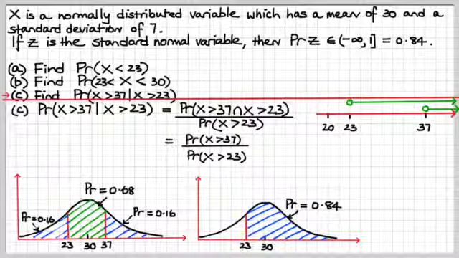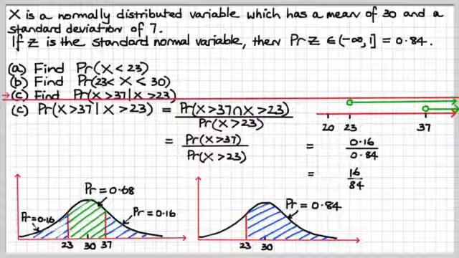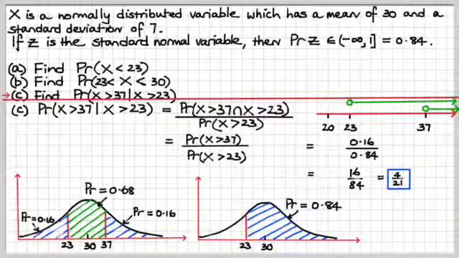So now we're home and hosed, guys. We've got 0.16 over 0.84. If you multiply top and bottom by 100, you'll get 16 over 84, and if you divide through by 4, you'll get 4 over 21, which is our answer. Mighty fine. So there you go. This stuff is not rocket science. If you just keep a clear head and draw yourself some diagrams, you can work it out, no trouble at all.